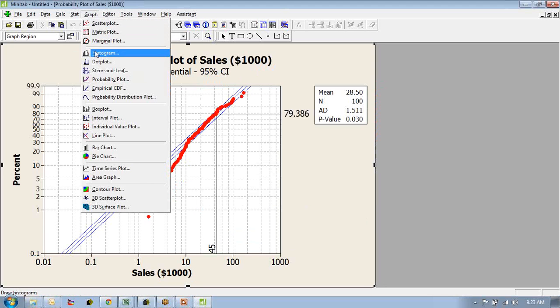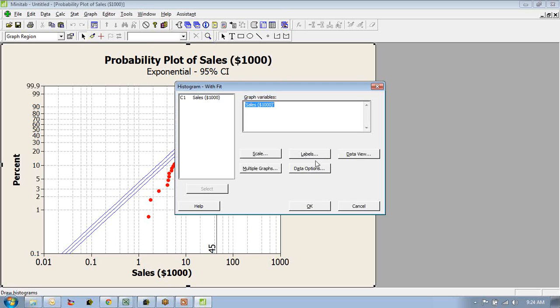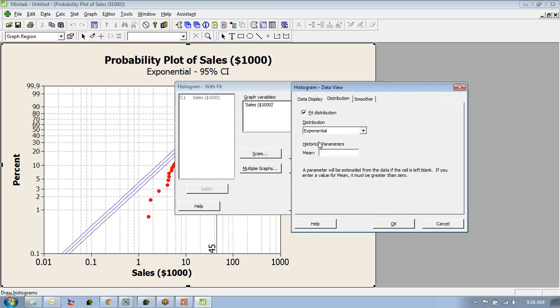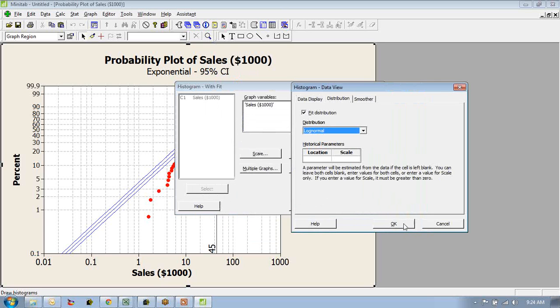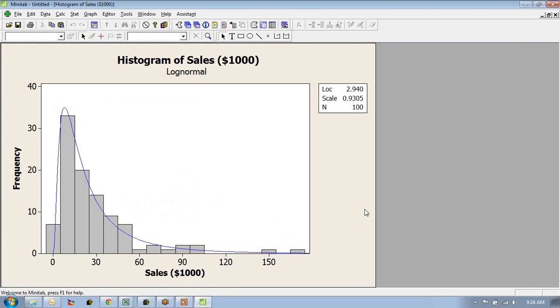First of all, let's take a look at the histogram and see how it fits. Okay, so I'm going to do another histogram with fit, but now I'm going to do, that's what always kills me. It doesn't say distribution, it says data view. Yeah, and this might be a slightly better fit. I kind of like that fit because it captures that stuff at the bottom. Exponential is not bad. Certainly pretty quick.